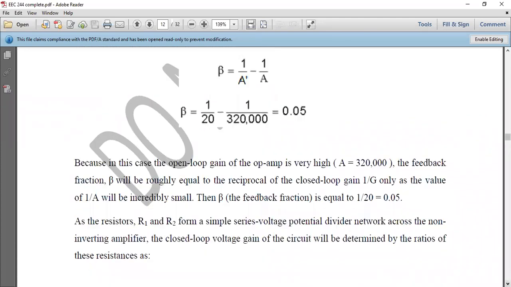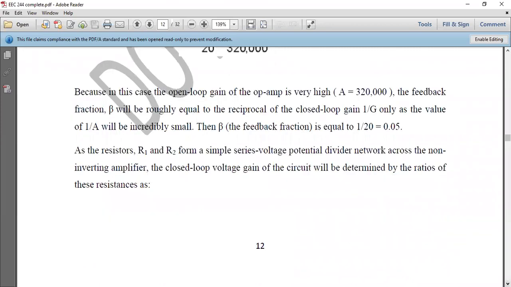All right. Now, because in this case the open loop gain is very high, we have 320,000, the feedback fraction beta will be roughly equal to the reciprocal of the closed loop gain, that is 1 over A prime. So beta is roughly equal to 1 over A prime.